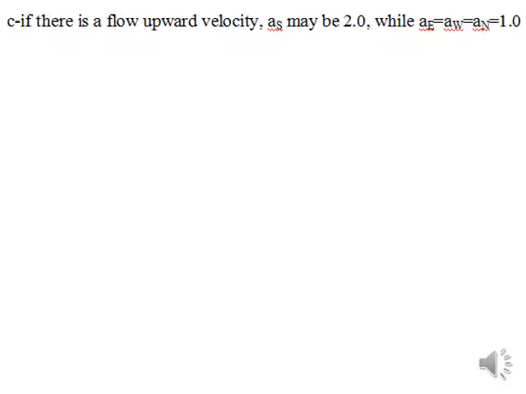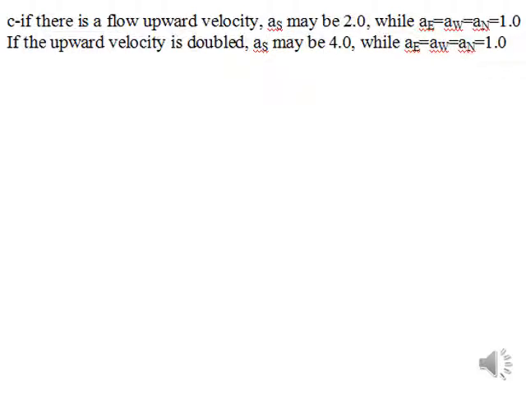So if there is an upward flow velocity, we may set the neighboring coefficients to be 1 as they are, while we will strengthen the coefficient of the southern boundary. Let us put it to be greater than them. Let's put it equal to 2. If the upward velocity is doubled, you can continue increasing this magnitude of AS to be 4.